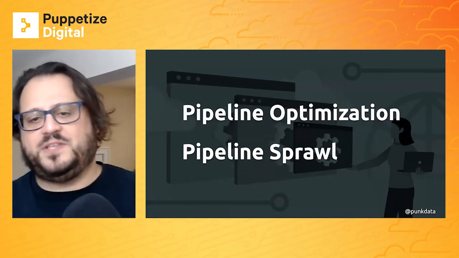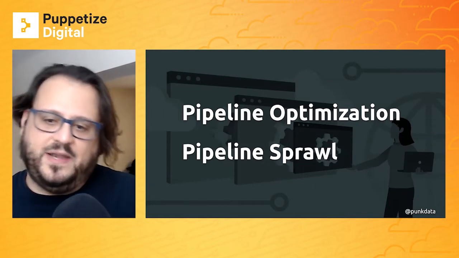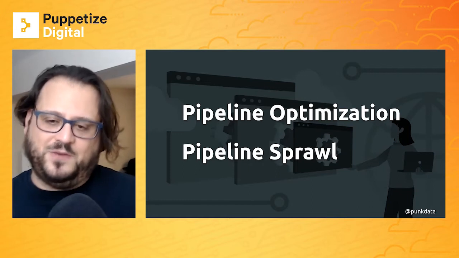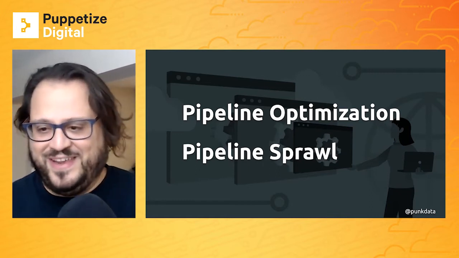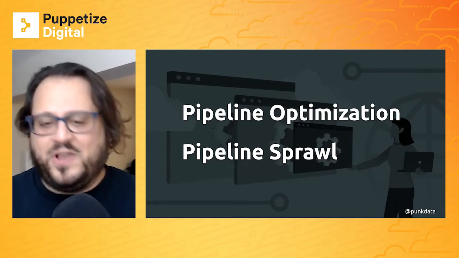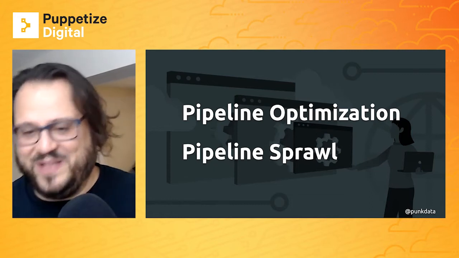So the two things I want to talk about today specifically are pipeline optimizations and then pipeline sprawl. If you don't know what pipeline sprawl means, or if you don't understand what I'm talking about, I will get into it a little bit, and it's understandable because I did kind of make that up as well.